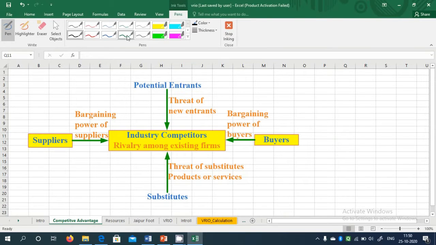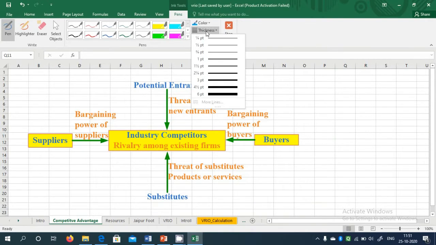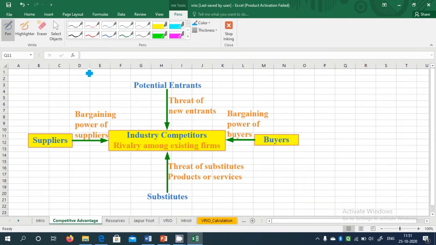In Porter's 5 force framework, the 5 forces were there, and if you are able to manage these 5 forces, then you will have a competitive advantage. That means if you make the bargaining power of supplier low, the bargaining power of buyer also low, there will be no scope for a new entrant to enter into the market.